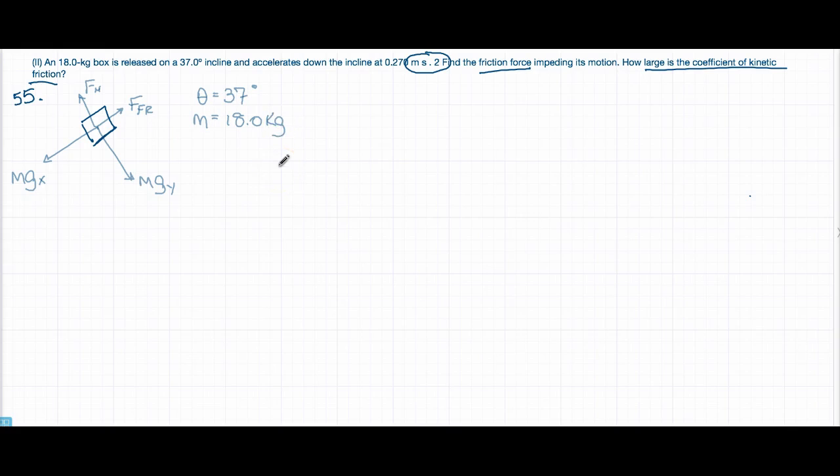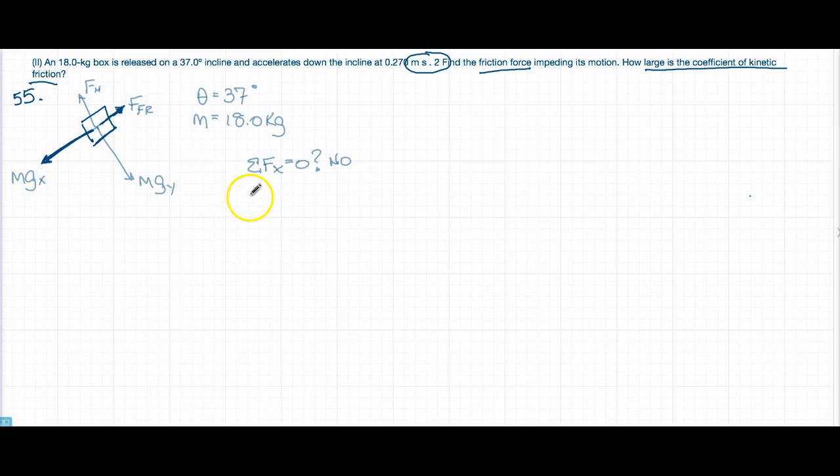So let's first, by finding the frictional force impeding its motion, write the sum of the forces in the x direction is equal to 0. And the answer to that, of course, is no. And the reason is the box accelerates down the incline. So therefore, this force right here, the x component of the weight force, has to be larger than the frictional force, otherwise the box would not begin to slide.